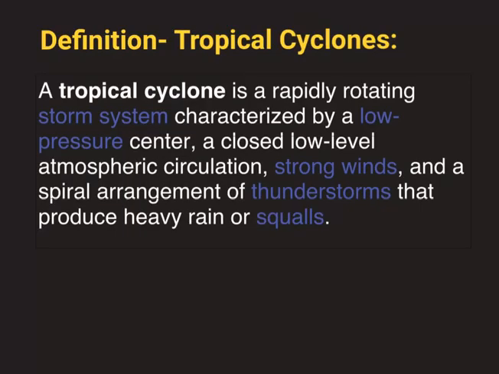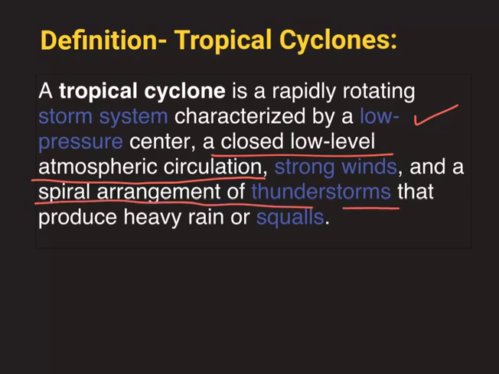As per Wikipedia, a tropical cyclone is defined as a rapidly rotating storm system characterized by a low pressure center, a closed low level atmospheric circulation, strong winds, and a spiral arrangement of thunderstorms that produce heavy rains. We have a lot of underlying concepts to understand here. Firstly, what constitutes a low pressure system? Then what is a closed low level atmospheric circulation? And then what causes spiral arrangement of thunderstorms, and ultimately how heavy rains are produced?